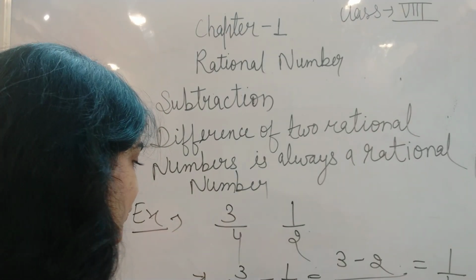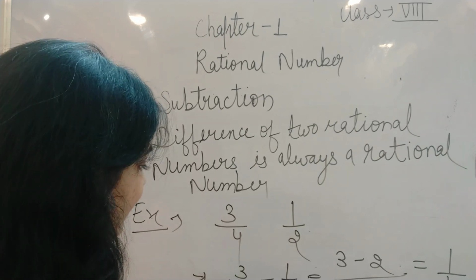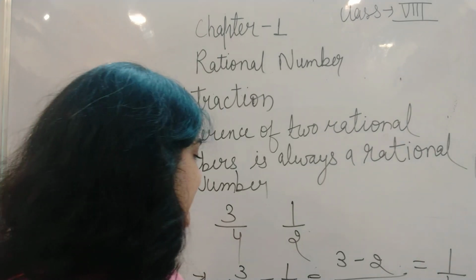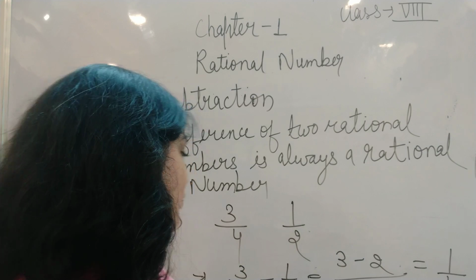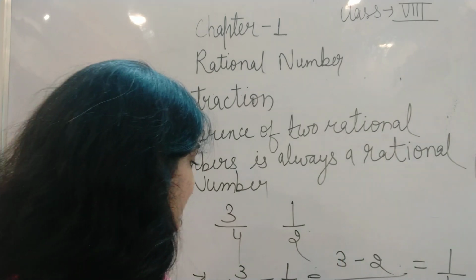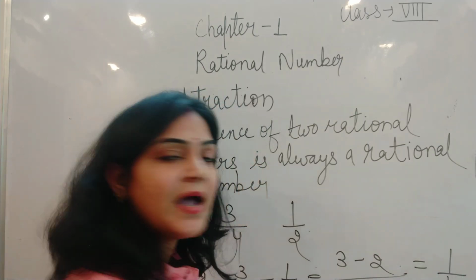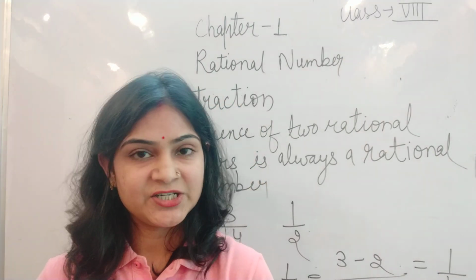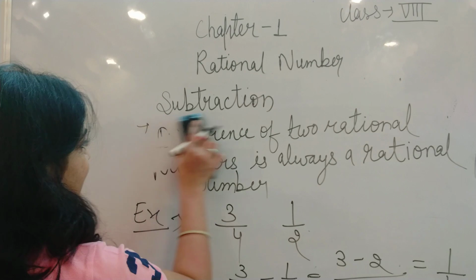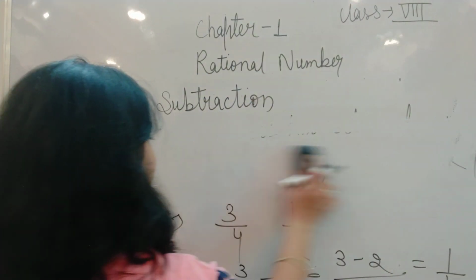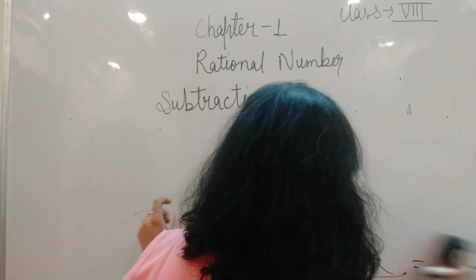If we subtract two rational numbers 3 by 4 and 1 by 2, 4 is the LCM. 4 1s are 4, 1 3s are 3, 2 2s are 4, 2 1s are 2. What will we get? 1 by 4. This is a rational number. I am taking another example for understanding this property.